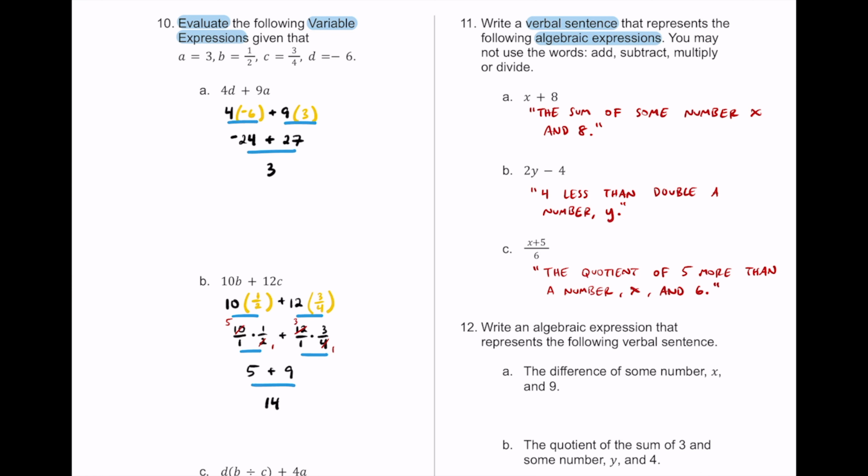But the idea here is that you want to make sure you are adding some number x and 5 together first, and then we are dividing by 6 second. So how you say it is important so that we can understand what you're trying to say.